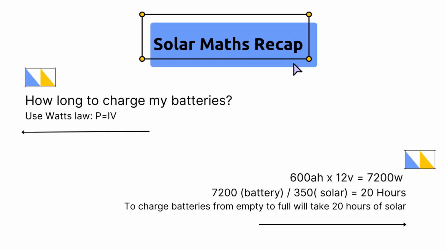So now the math is pretty simple. We have 600 amp hours of battery at 12 volts, which is 7,200 watts of power. So that's 7,200 divided by 350 watts of solar power is 20 hours. So in theory, it would take 20 hours of sunshine to charge our batteries from empty to full. No way in the UK is that going to happen.